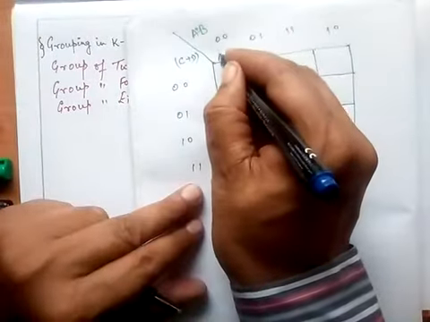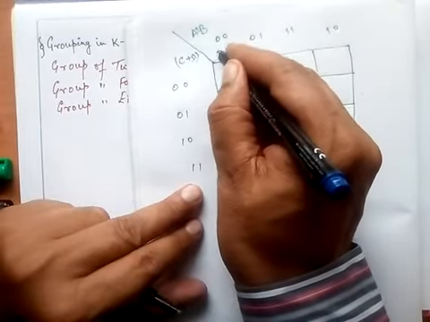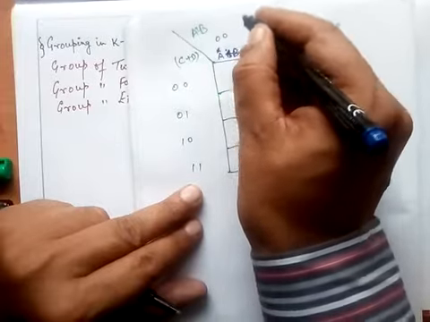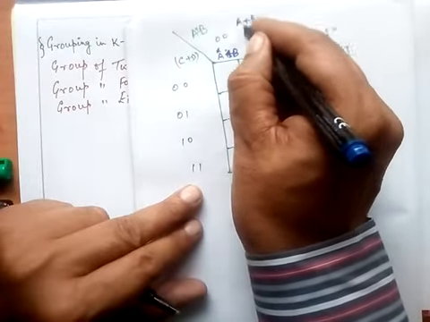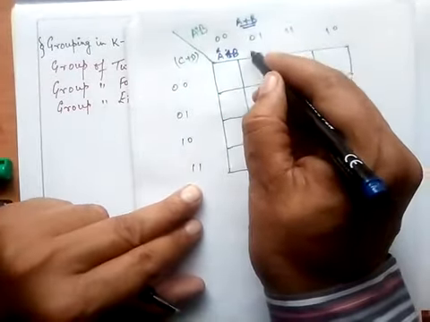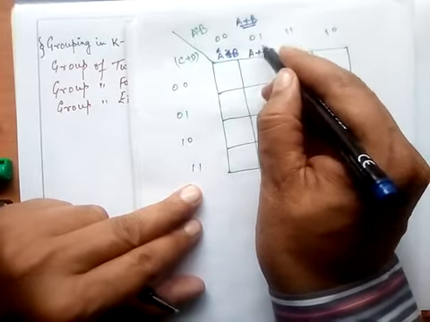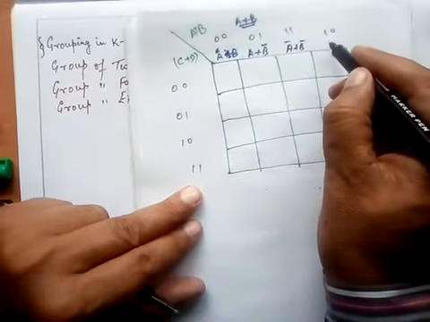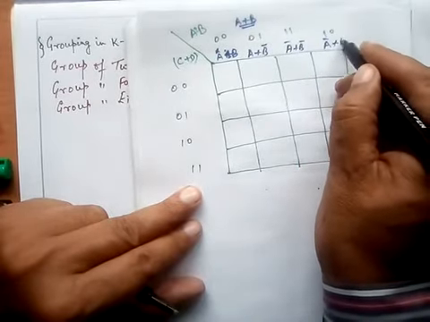I'll write here A, sorry, it is A plus B. This quantity is A plus B. Please, if it is not clear, I am writing it here. This will be A plus B bar. This quantity is A bar plus B bar. This quantity is A bar plus B.